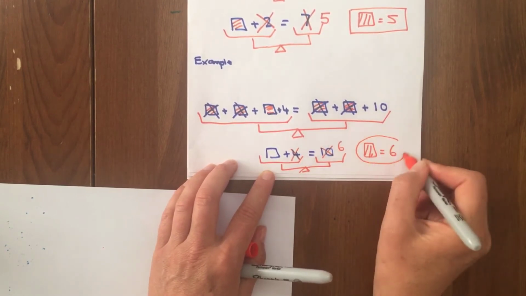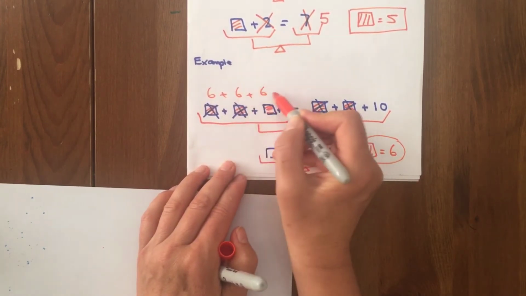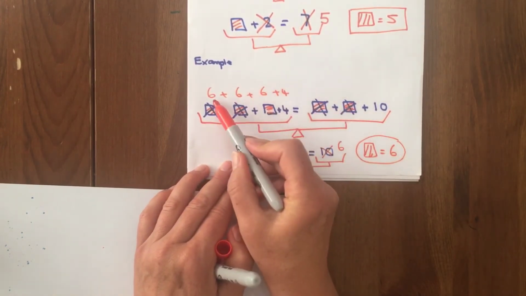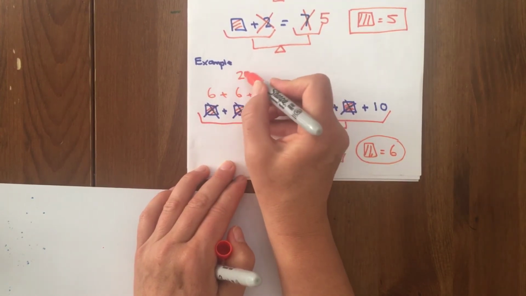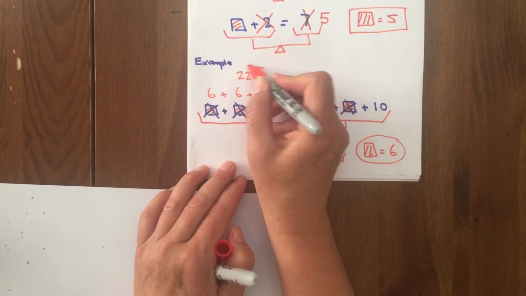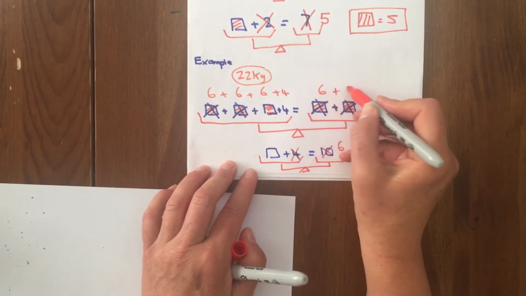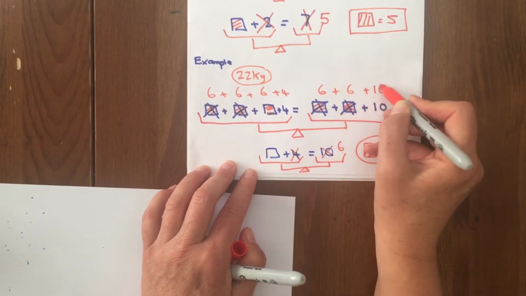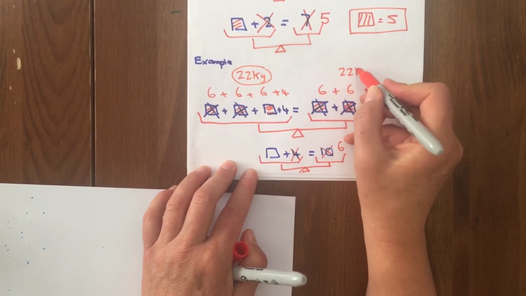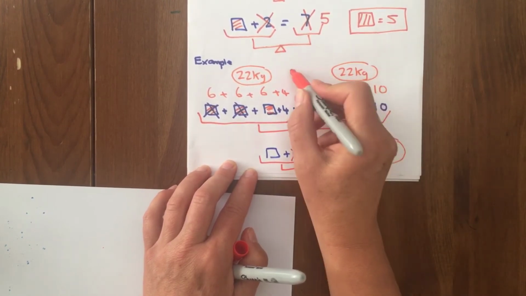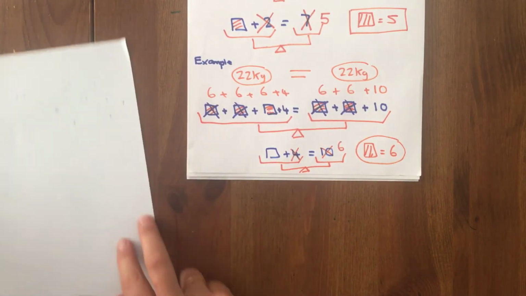Okay, let's just double check that. I've got 6, 6, 6 and 4. So I've got 3 6s, 18 and 4. I've got 22 kilograms on this side. I hopefully got the same on this side. 6 add 6 add 10. 6 and 6 is 12, add 10 is 22 kilograms on the other side. So I am correct because both sides are equal.